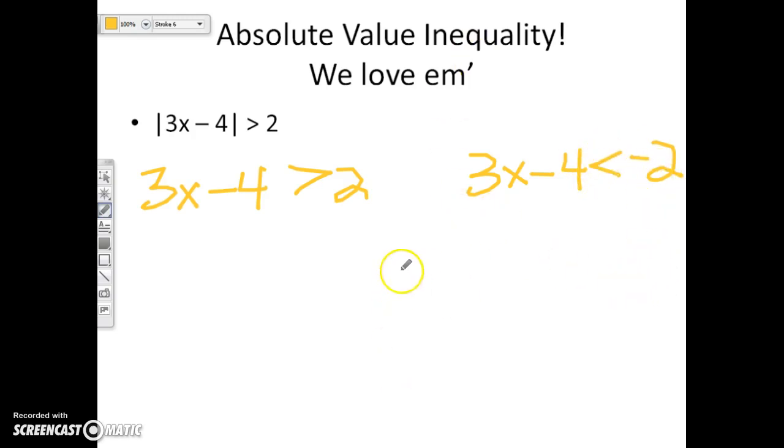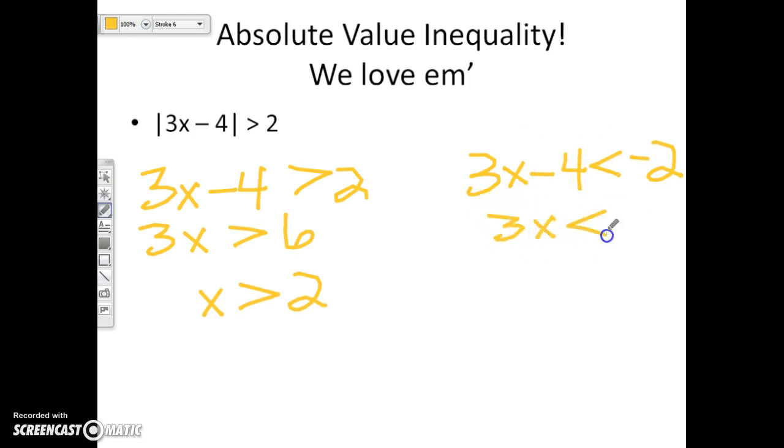Now we have two inequalities to solve. We'll add 4 to both sides. When we do, we get 3x > 6. We divide both by 3 and we get x > 2. Again, to solve the other one, we'll need to add 4 to both sides, which gives us 3x. When we add 4 to -2, we end up with just 2. X, therefore, is less than 2/3.